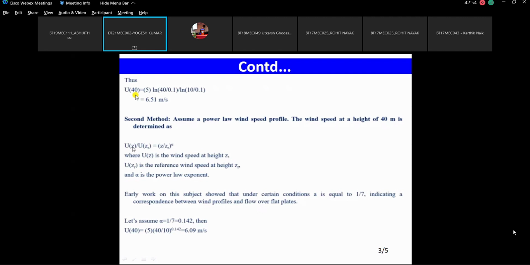Here Uz is the wind speed at a height of z, Uzr is the reference wind speed at height zr, and alpha is the power law exponent. Early work on this subject showed that under certain conditions alpha is equal to 1 by 7, indicating a correspondence between wind profiles and flow over flat plates. So we use alpha equal to 1 by 7, which is equal to 0.142. Use this formula with alpha equal to 0.142 and calculate the wind speed.